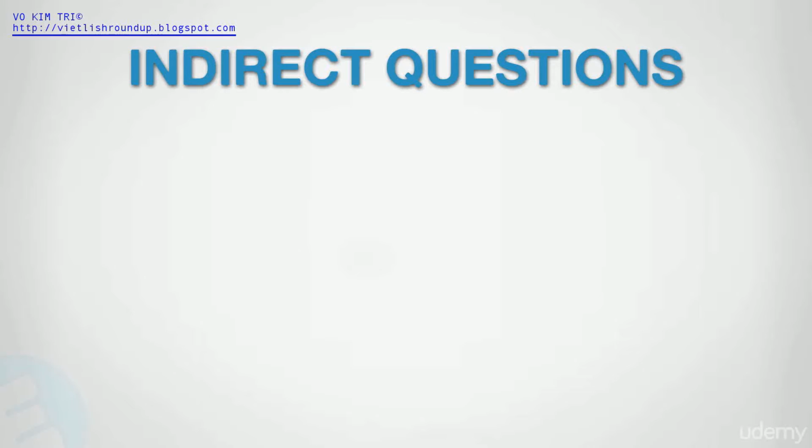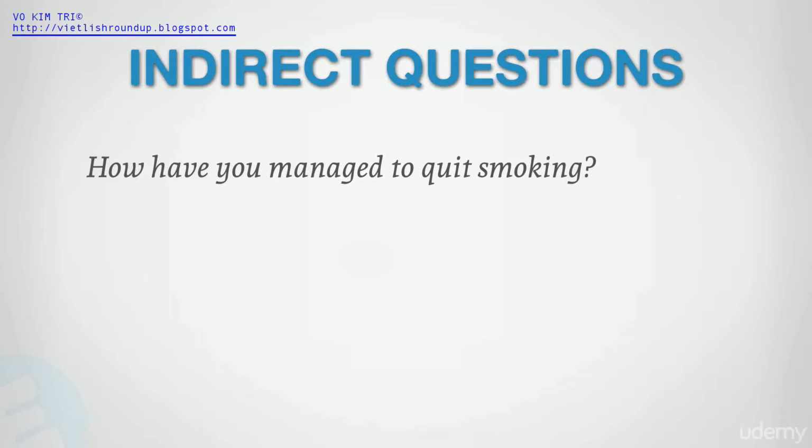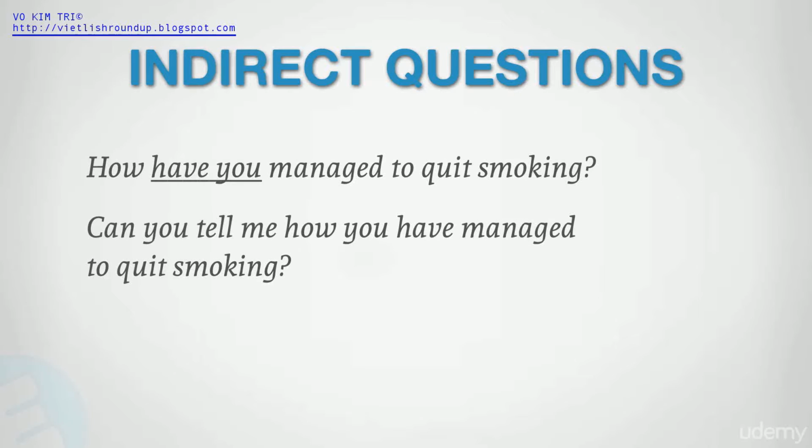If an auxiliary verb is used for a tense, such as present perfect, we can't just get rid of it because that would affect the structure of the tense itself. But we would have to move it so it's no longer formed like a question. "How have you managed to quit smoking?" "Can you tell me how you have managed to quit smoking?"